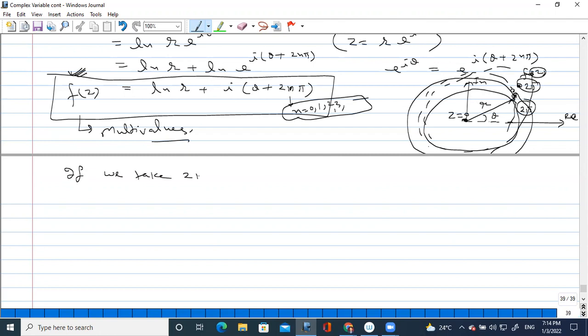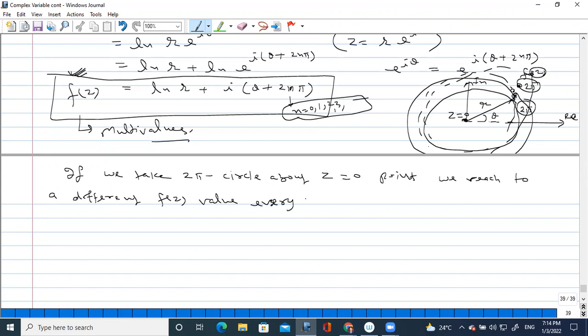So we can write here, if we take a 2π circle about the z equals 0 point, we reach a different f(z) value every time. Okay. So z equals 0 is called a branch point singularity. So these are some special cases which will give you a branch point singularity.